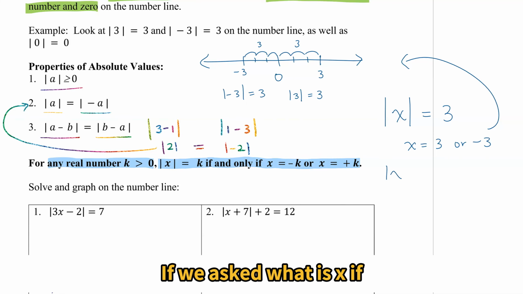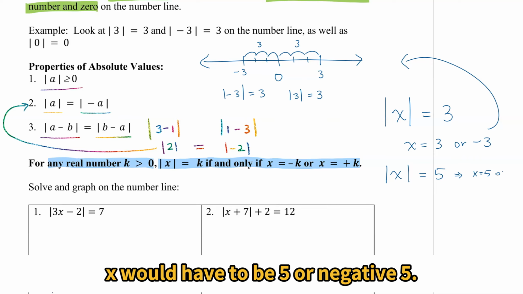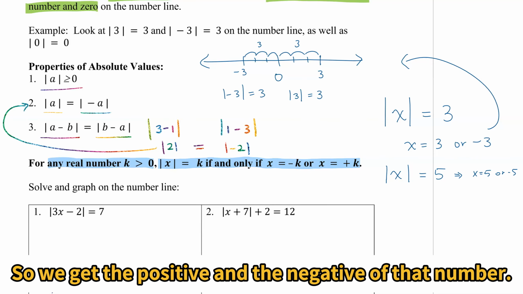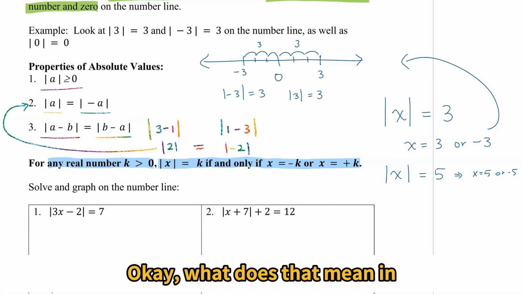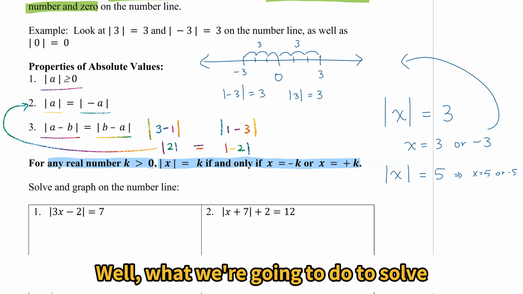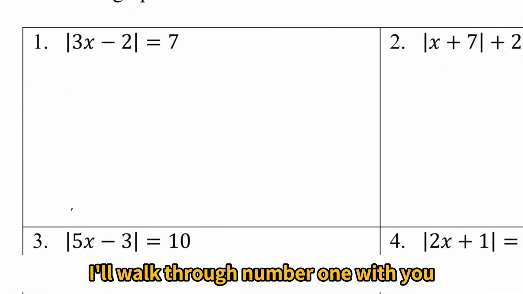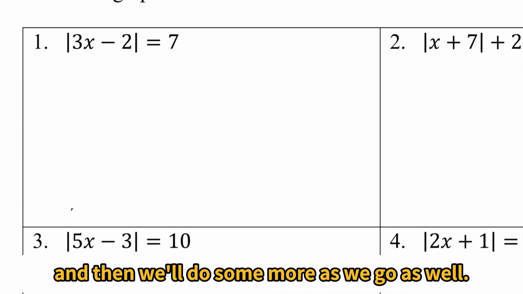Try this again. If we asked, what is x if the absolute value of x equals 5? x would have to be 5 or -5. So we get the positive and the negative of that number. Okay, well, what does that mean in the context of equations like we have here? Well, to solve these absolute value equations, I'll walk through number 1 with you, and then we'll do some more as we go as well.